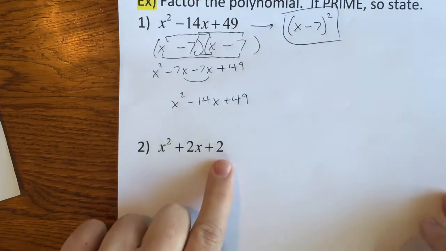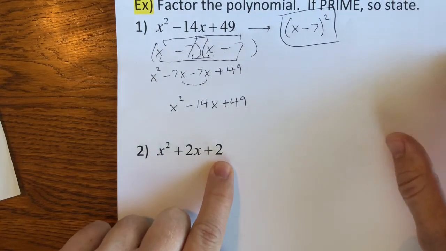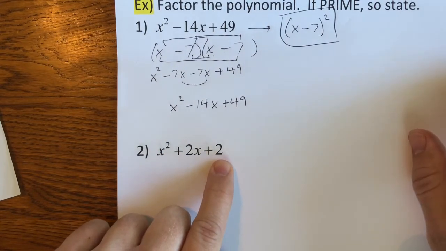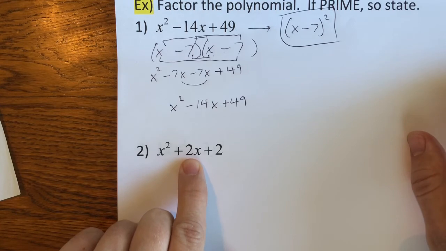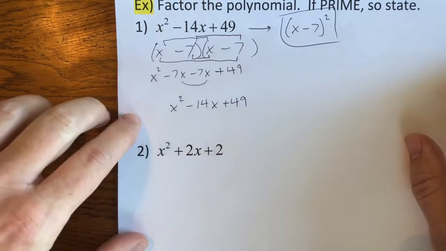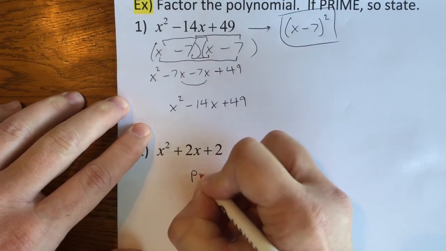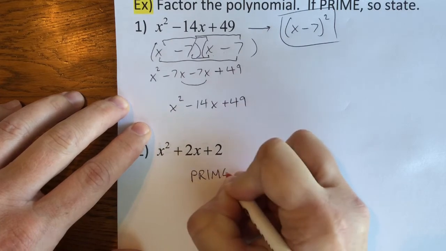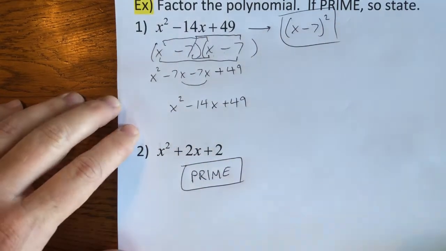In example number 2, are there any factors of 2 that can be added together to give you a 2? Well, the only two factors of 2 would be 1 and 2. Can you add those two numbers together, 1 plus 2, and get 2? No. Therefore, this is not factorable. So we say it is prime if it's not factorable.